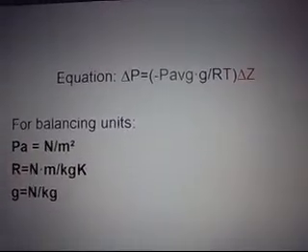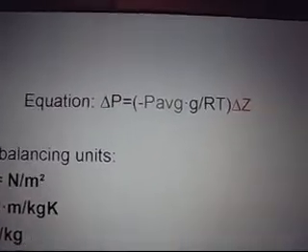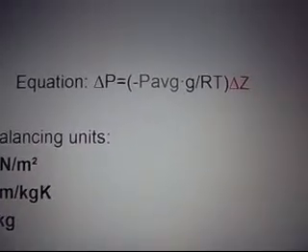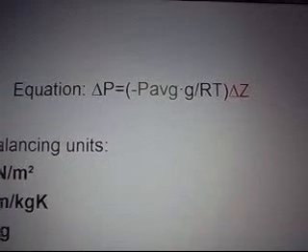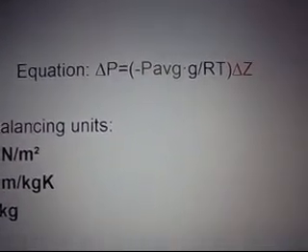The equation we are using in this approach to find the change in pressure is given by the average pressure with a negative sign multiplied with gravity over the gas constant, temperature, and multiply the whole thing with the change in elevation.